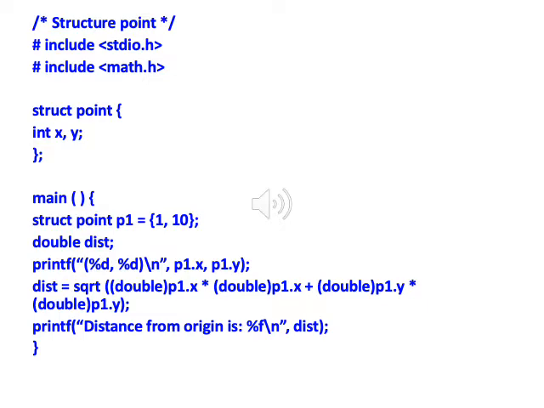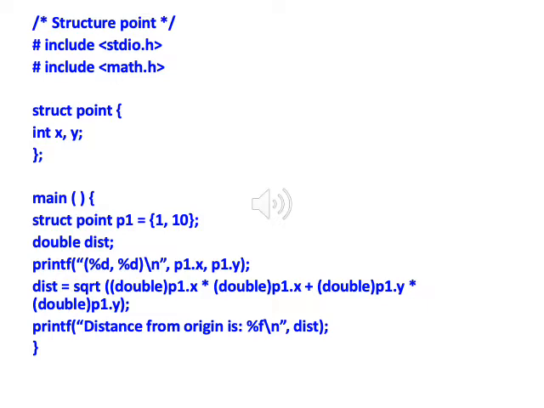So what we have is the keyword struct, which is mandatory, and then the name of the data type, which is point, followed by the name of the structure variable, which we are naming p1, and then we assign 1 to the x component of p1 and 10 to the y component of p1. Note that this is equivalent to saying point p1 is equal to 1 comma 10.